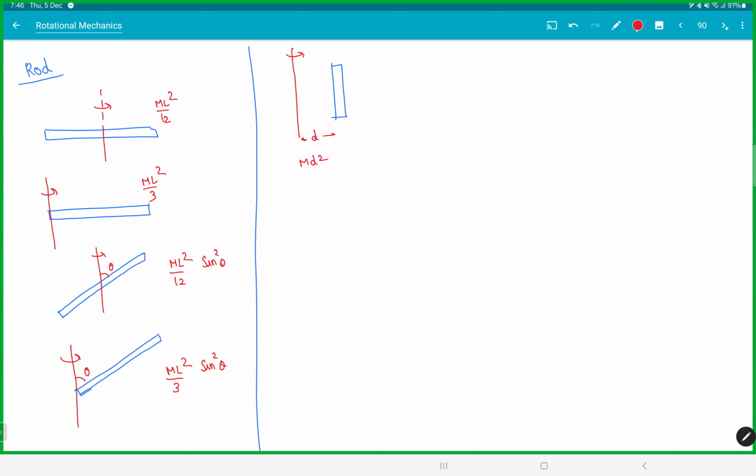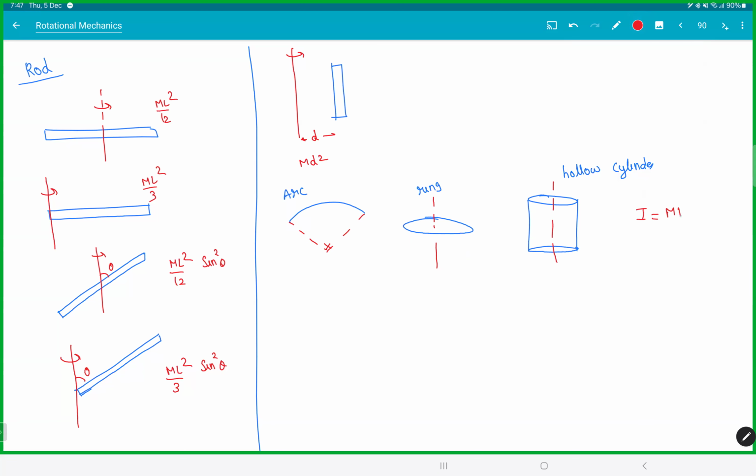md square. Then we have arc, ring, hollow cylinder. So this is the axis. This is the axis. This is the axis. So moment of inertia will be mr square, assuming all have same mass.